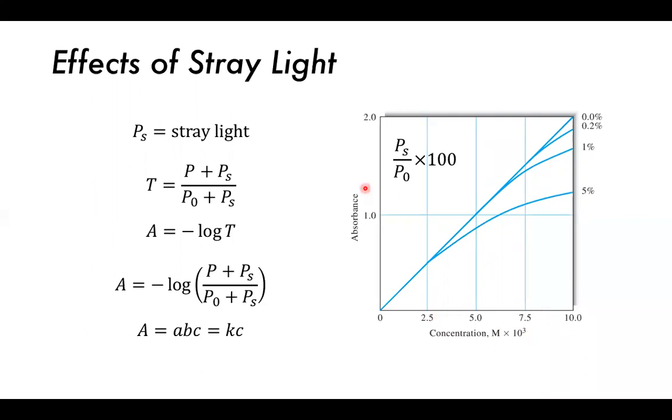So the transmission is equal to P plus PS over P0 plus PS, where PS is the stray light. And A, remember, is equal to minus log of T. So A can be equal to minus log of this term here, which takes into account the stray light. P is the power after, P0 is the incident power, and then plus the stray light. And so A is equal to epsilon BC is equal to KC, where K is this constant.